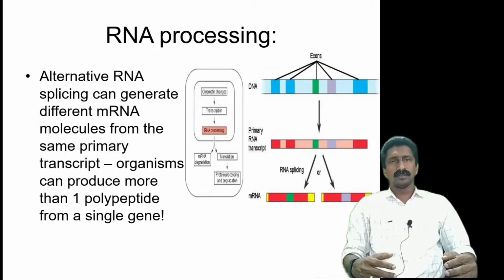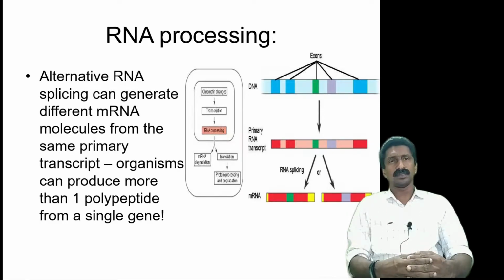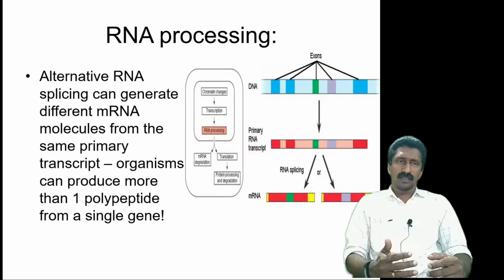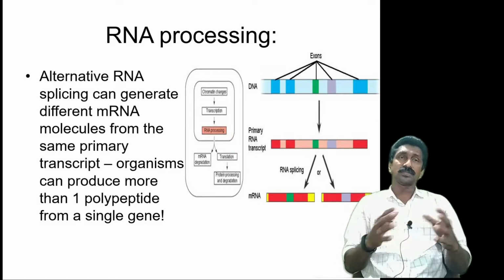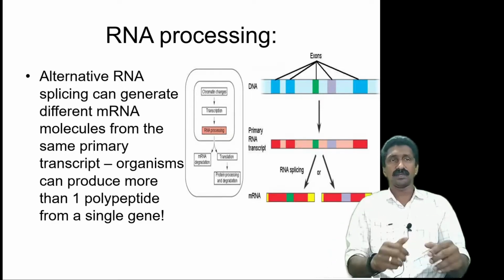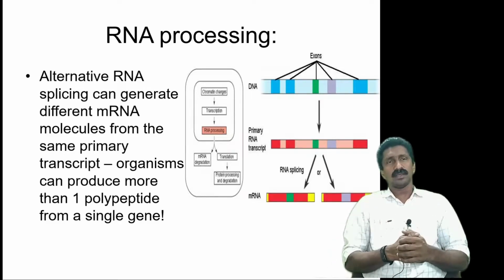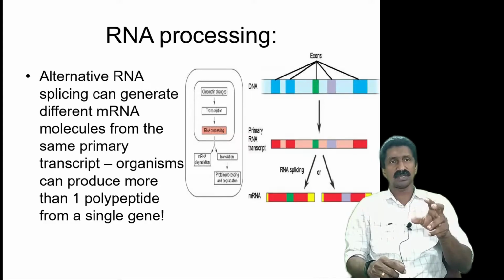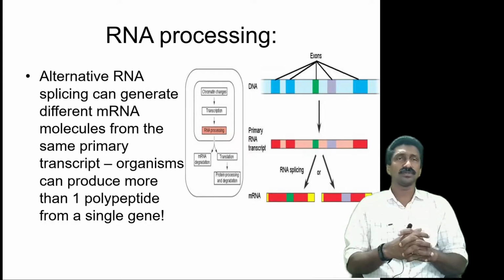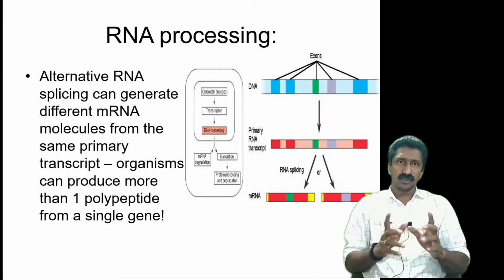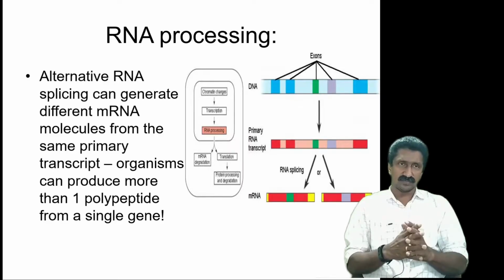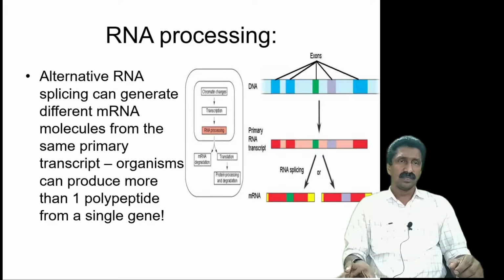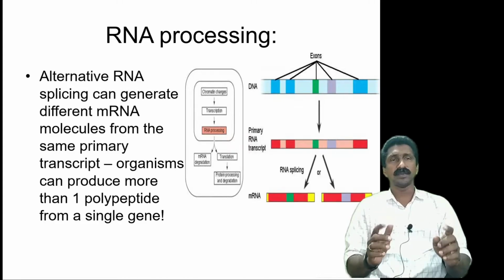Okay, now let us proceed with the next topic, that is RNA processing. Of course, we already discussed the details of different types of RNA processing methods, including the different splicing mechanisms. But right now the focus is especially on the regulatory mechanisms, or gene regulation mechanisms, which are based on RNA processing. And you know that alternative RNA splicing can generate different mRNA molecules from the same primary transcript, which means organisms can produce more than one polypeptide from a single gene.